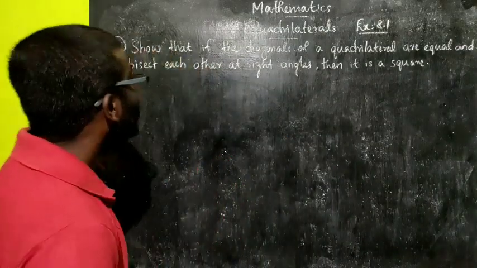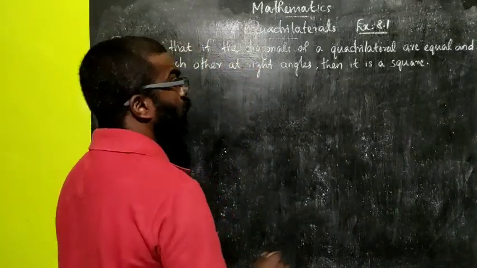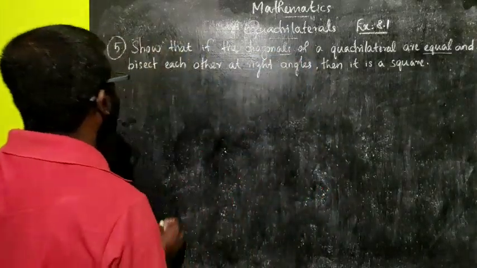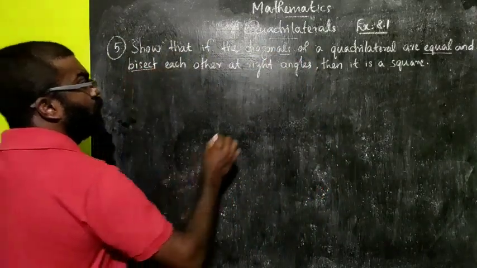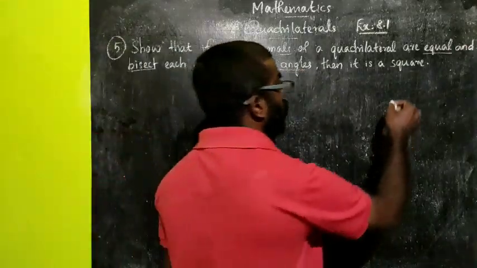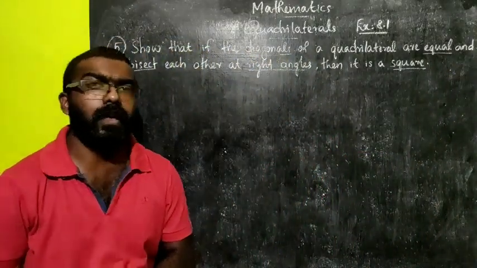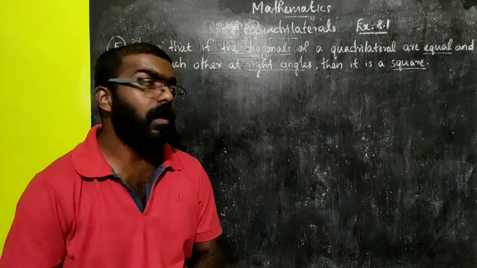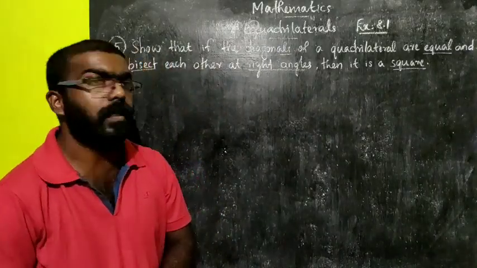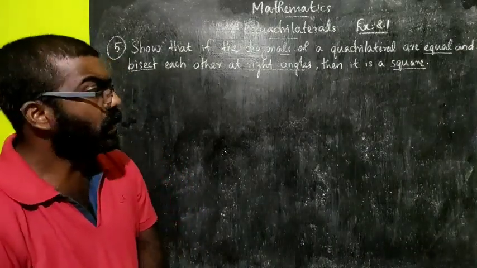Here the question is, show that if the diagonals of a quadrilateral are equal and bisect each other at right angles, then it is a square. Okay. If the diagonals of a quadrilateral are equal and bisect each other at right angles, then it is a square. So first of all, we can draw a rough figure.